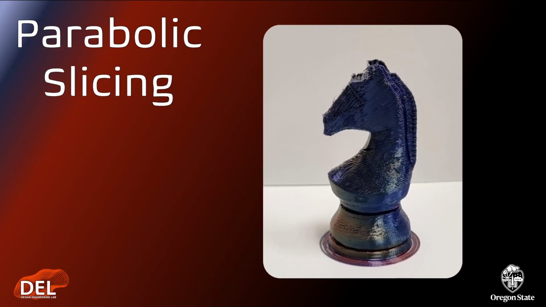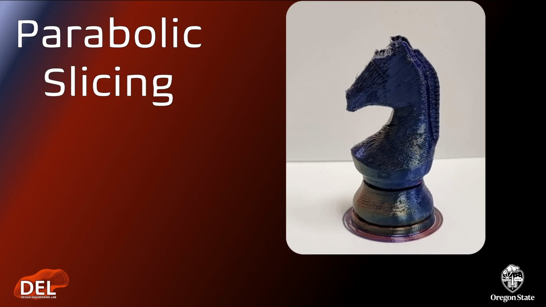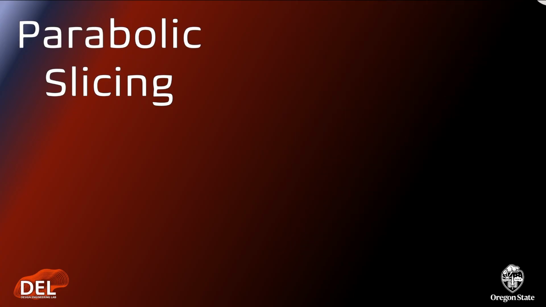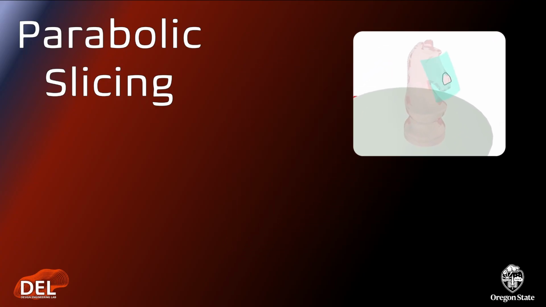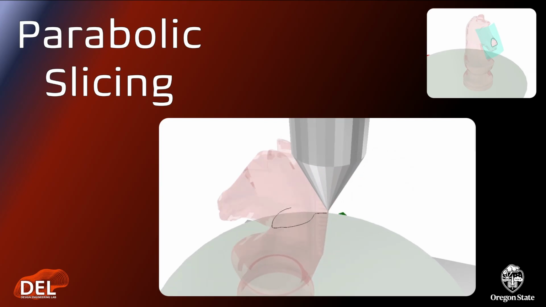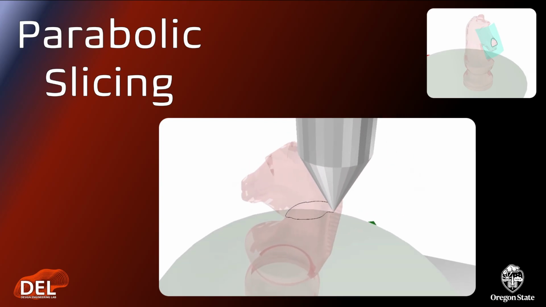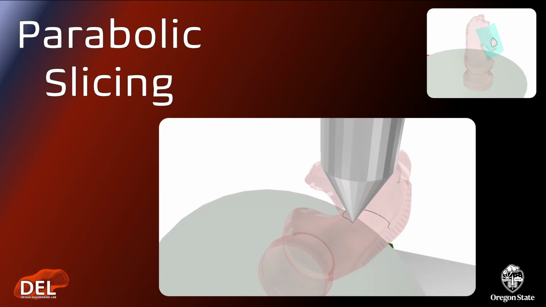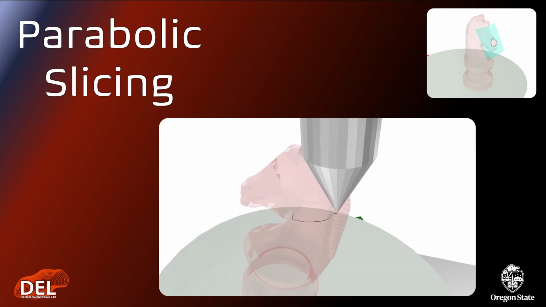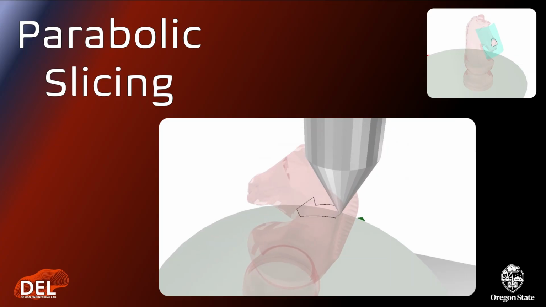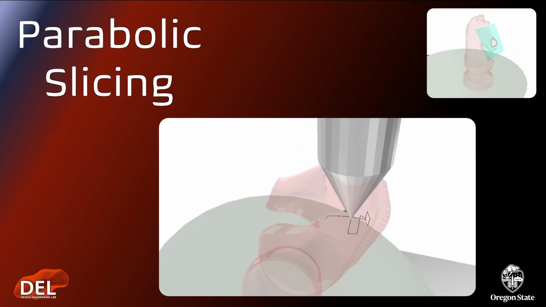So here is a chess piece, a knight, that is created without supports because instead of slicing on flat planes, we're slicing on parabola. Notice the parabola cutting through the face of the horse there. And then here we are determining the G-code paths that are to be followed on each of those parabolic slice planes. We're doing both perimeter and then infill.